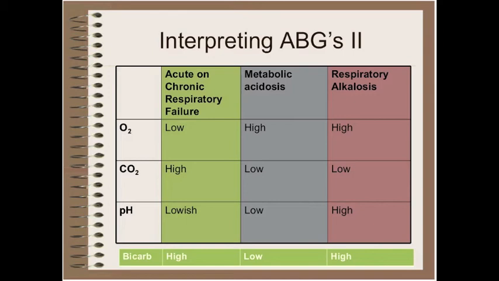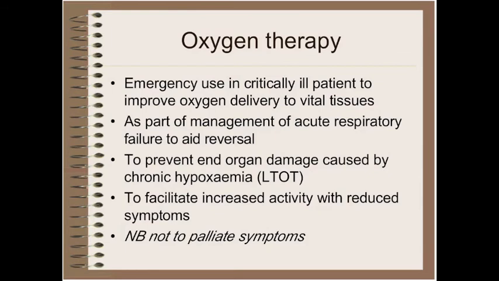And on the right-hand column in the mauve colour is an example of respiratory alkalosis, and a classic cause of this is hyperventilation or panic attack, where the PO2 is high, the CO2 is low, and the pH is high. So it's an alkalosis because the pH is high, but the CO2 is low, so you know it's caused by the lungs. Okay, so I think recognising those patterns is important.